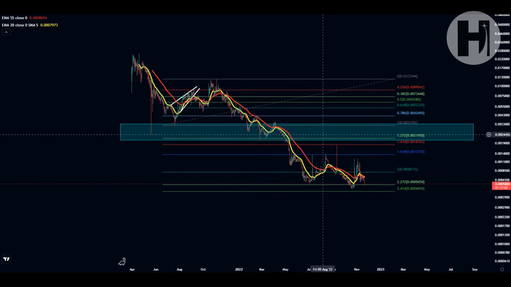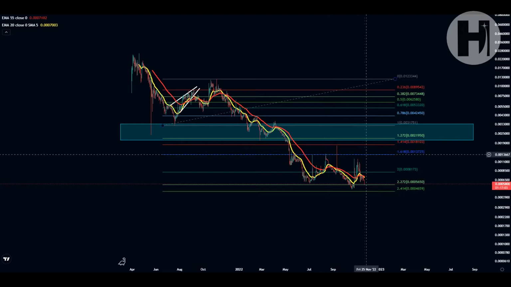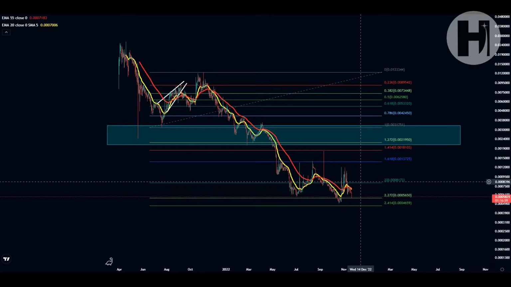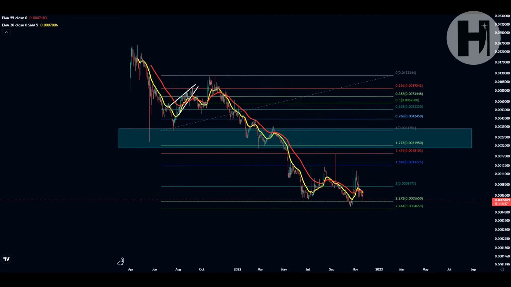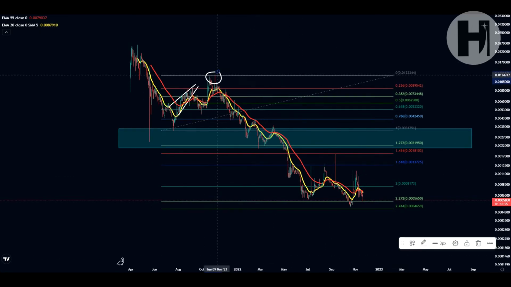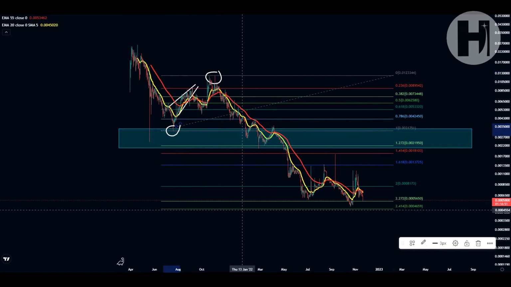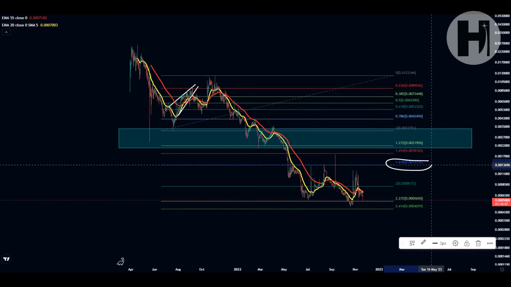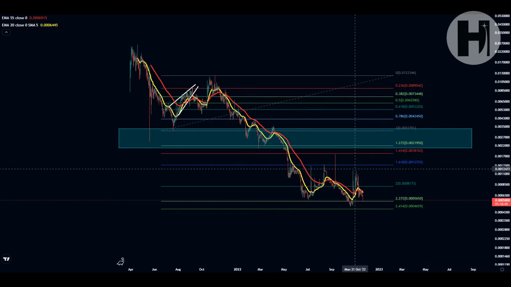Now, let's jump straight into the TA. So taking a look at DSLA, this is the daily chart on TradingView pulled from KuCoin. And as you can see, we have a swing high here in November of 2021 and the swing low in July of 2021. So that gives us the 1.618 target at 0.0013725. And we're obviously way below that.